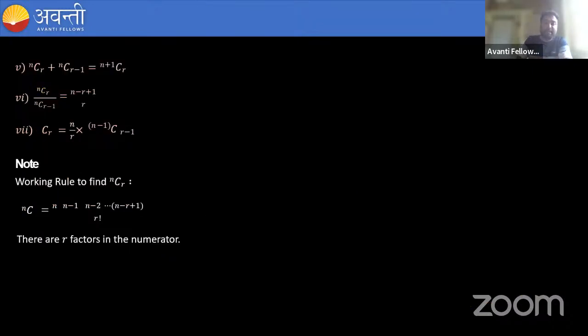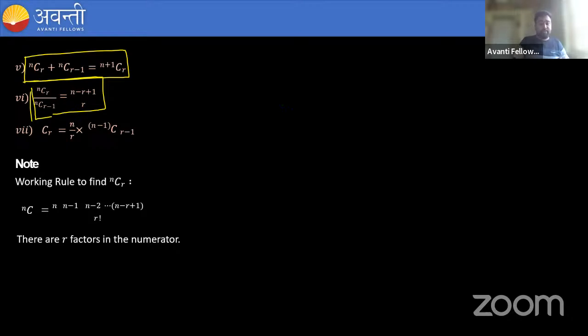The fifth formula says nCr plus nC(r minus 1) is actually (n plus 1)Cr. Clear? (n plus 1)Cr. Right? And the sixth formula is nCr over nC(r minus 1), which is equal to (n minus r plus 1) over r. Right? See, this is the formula.